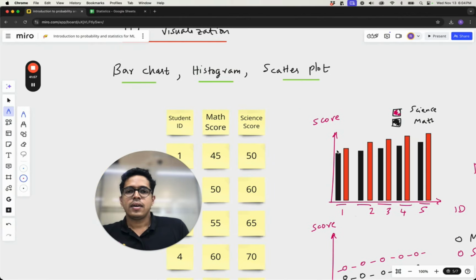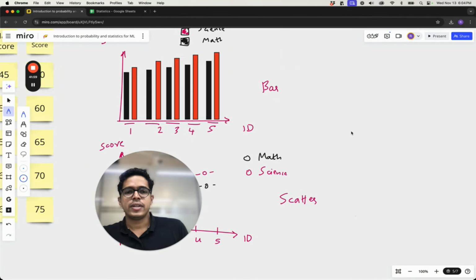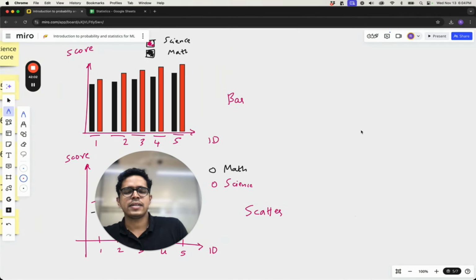Now, let's also look at the histogram. So the histogram is probably the most important graph that you will come across in the entirety of machine learning because of the sheer volume of data.